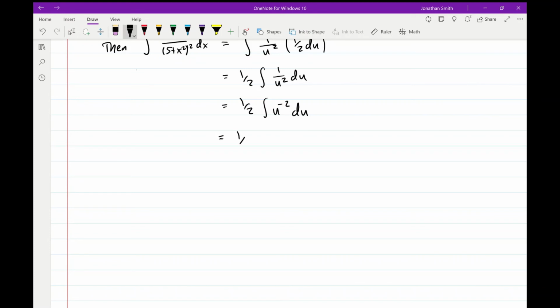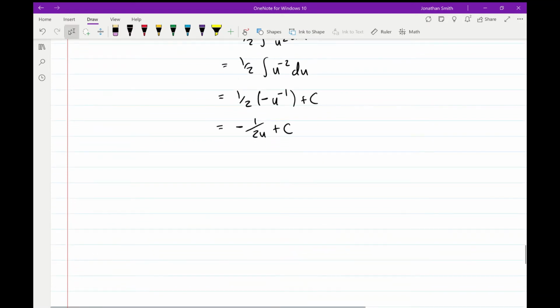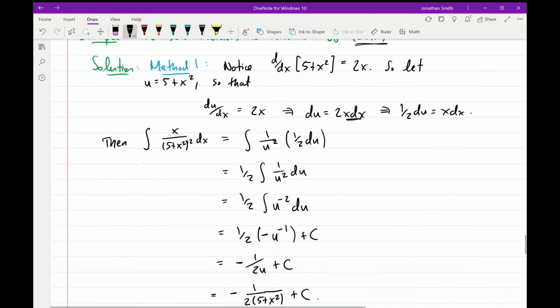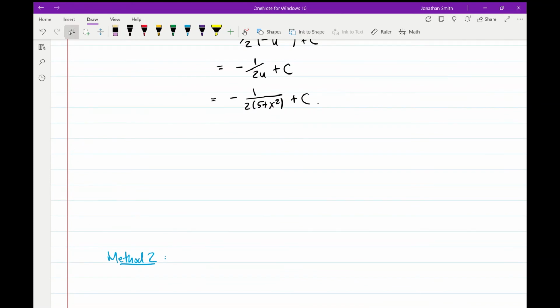So I'm going to get a 1/2 and now use the rule that we have for some variable to some power when we integrate. This is going to give me a negative u to the minus 1 plus c. And rewriting this, I get minus 1 over 2 times u plus c. And then finally, substitute back in for u in terms of x. And I get a minus 1 over 2 times (5 plus x squared) plus c. So this is going to be our antiderivative for the integrand that we started with. And now we're going to use the fundamental theorem of calculus along with this antiderivative that we just found.